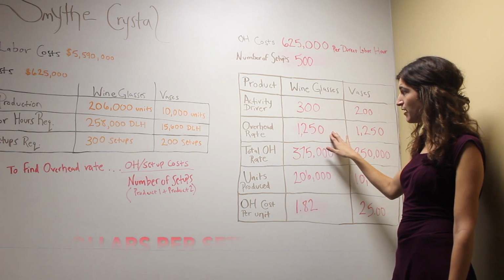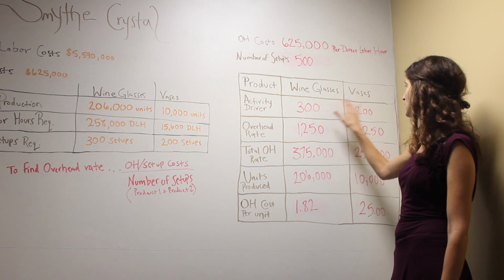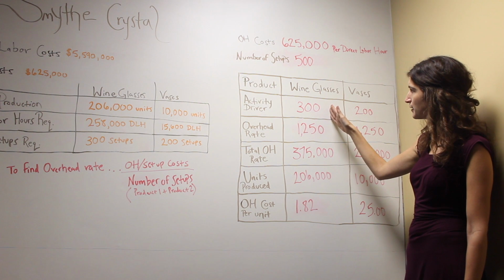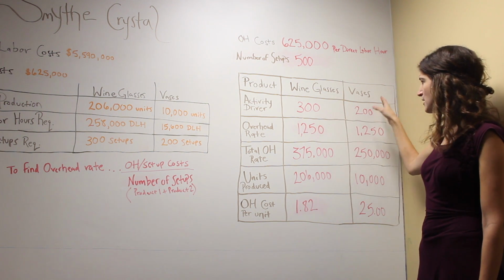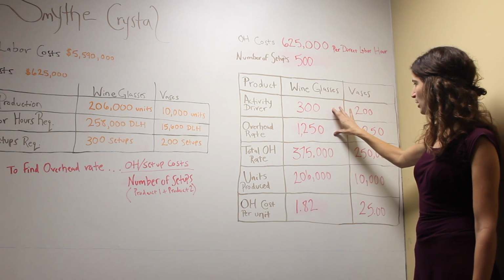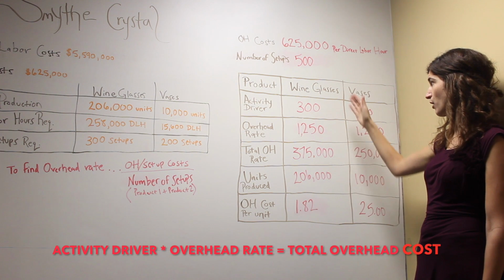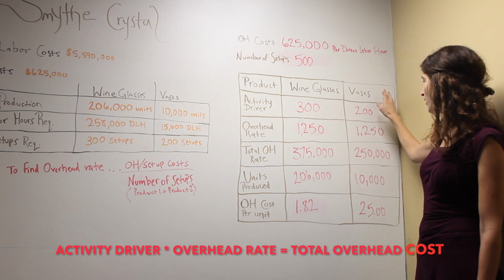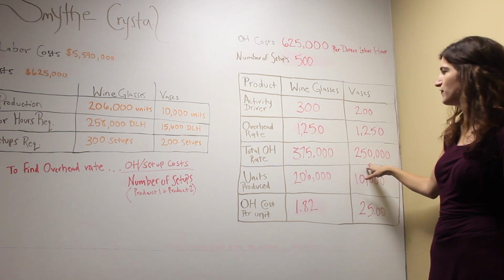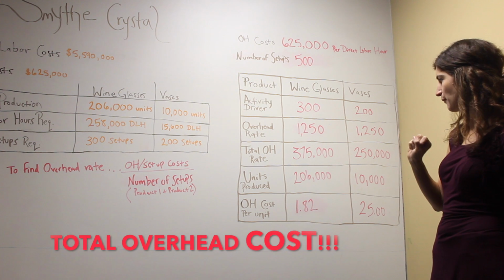Now, your activity drivers need to be separated out with your wine glasses and vases. So 300 setups for our wine glasses, 200 setups for our vases. As I said, multiplying these gives you your total overhead. So our wine glasses are a $375,000 total overhead. Our vases are $250,000 of our total overhead.